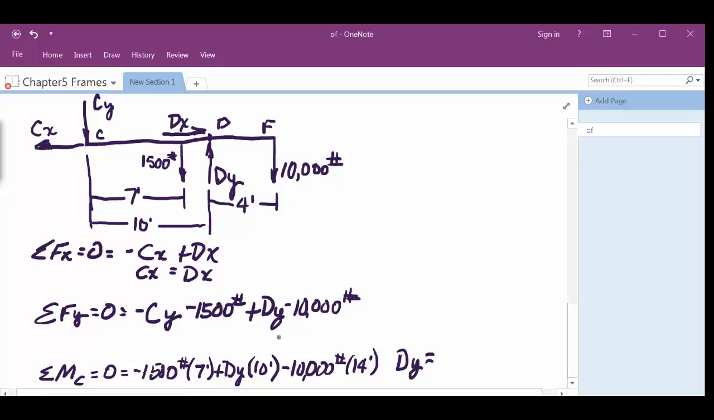And let's see. I'm hoping that you end up with 15,050 pounds. We said that DY was going up. It came out a positive value, so it is going up.